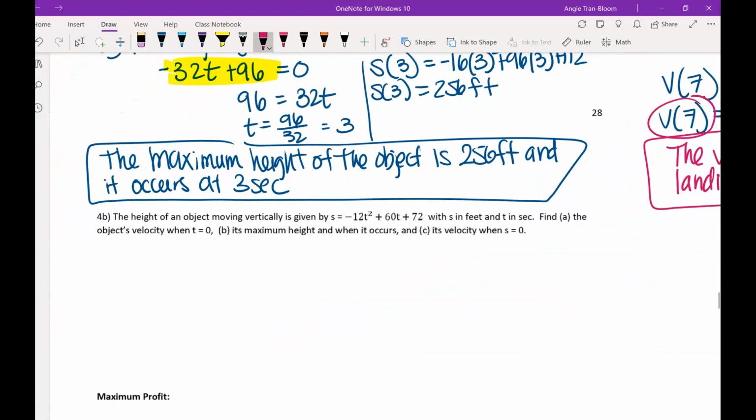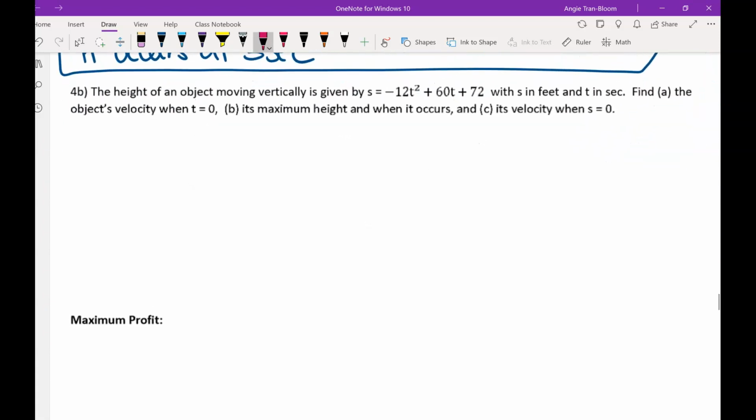Let's go to example 4b. The height of an object moving vertically is given by s equals negative 12t squared plus 16t plus 72, with s in feet and t in seconds. So very similar. Find part A. I'm going to ask you guys to do that for me and then write out a complete sentence. So find part A, the object's velocity when t equals 0. Please work that out. Let me know what the answer is.